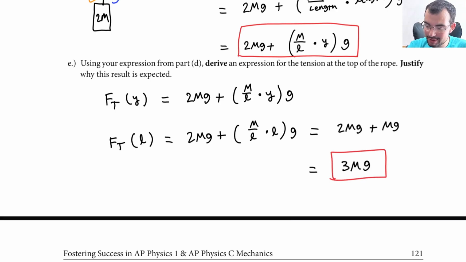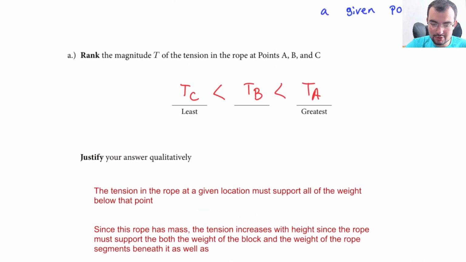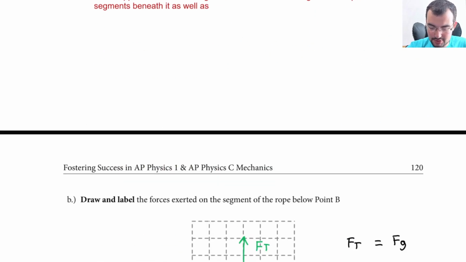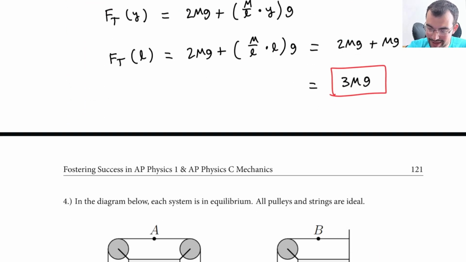So why is this expected? Because the rope had total mass m. So if I'm all the way at the top of the rope, I have to balance the 2 mg from the block and the mg from the rope. So this is just the total weight. This is the total weight of this system. So we actually do expect that.